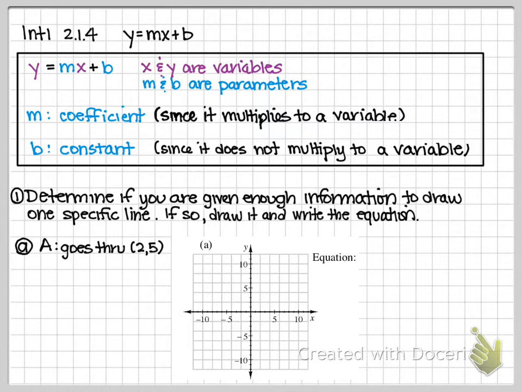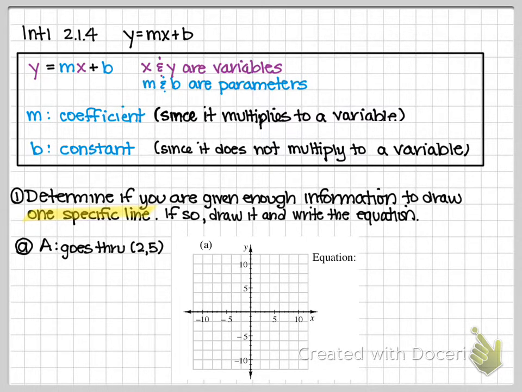Okay, so taking a look at our directions here, we're trying to determine if the amount of information that was given to us is enough to find the single graph that matches that information, and then to be able to write the single equation that matches that information. So we don't want there to be multiple answers. We want there to just be one. So that's the question that we're trying to figure out. So we want the one specific line.